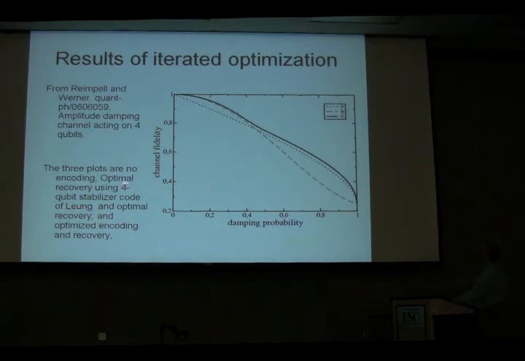So you encode it with this code, you send it through the channel, and you optimize your recovery. You get this thing. If you use the standard recovery, you get a curve which is quite a bit below it. And if you do this optimal iteration between the encoding operation and the recovery operation, you do a little bit better. But somehow it tracks this stabilizer code, and then when the stabilizer code starts doing worse than just sending a qubit unprotected, it starts tracking this unprotected curve. So I don't really know what this means, but I think it's interesting.